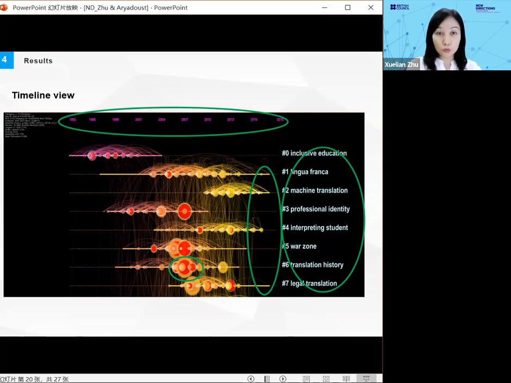Besides that, the timeline view also reveals the so-called research frontiers. And how can we tell they are research frontiers? We can see the spotlights here, the circles representing the research spotlights. They took place in recent years, after 2016. Through this, we can say number 1, lingua franca, number 2, Mercian translation, and number 4, interpreting student, can be called the research frontiers of TS, of translation and interpreting studies.